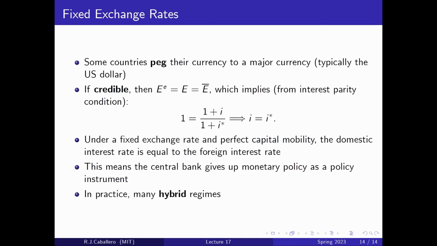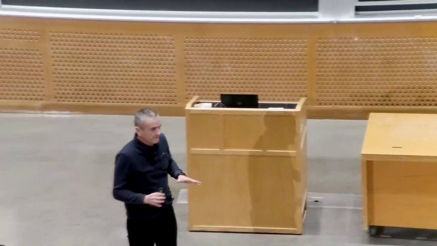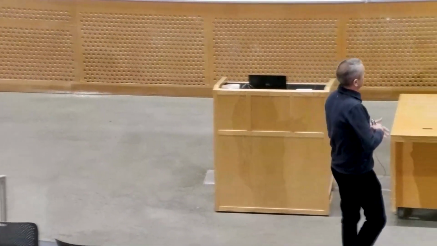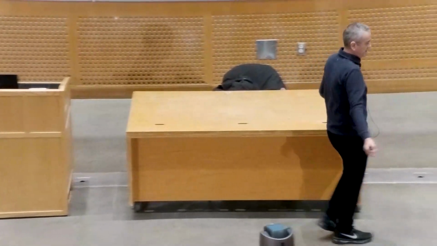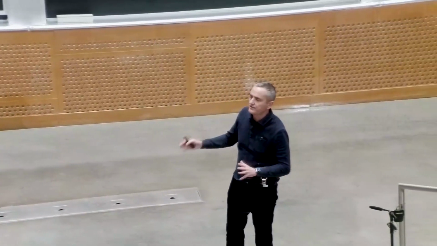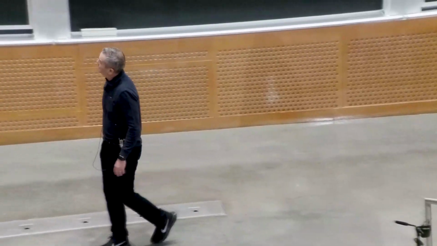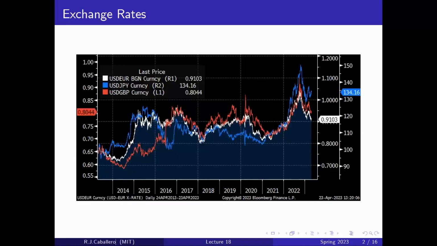Now, in practice, there are many hybrid regimes. There are very, very few pure float regimes. Maybe 5 or something like that. But there are all sorts of degrees of exchange rate regimes, which are hybrids between fixed exchange rates and fully flexible exchange rates. Let me show you just a few, more or less randomly selected in Bloomberg. So there you have, in white, the US dollar versus the euro. That's a float. That's the cleanest float you can imagine.